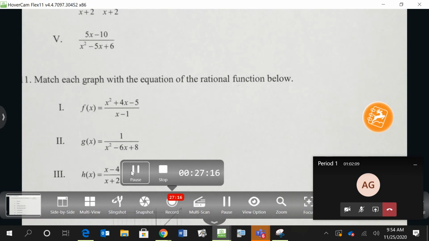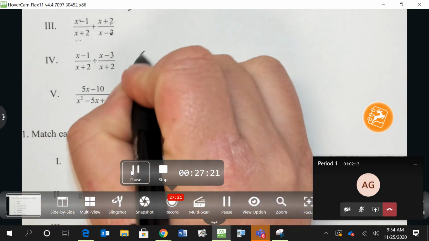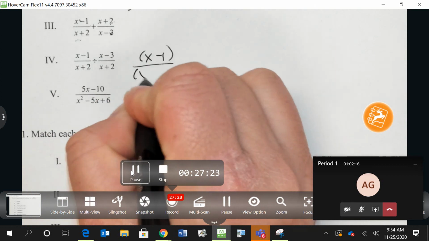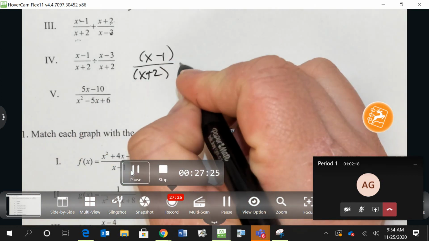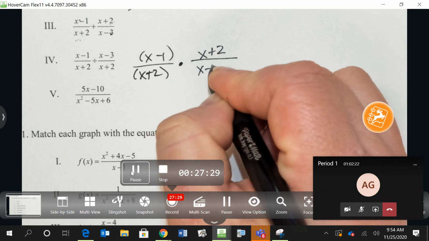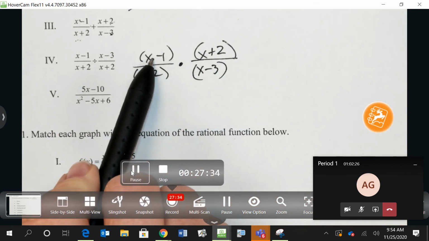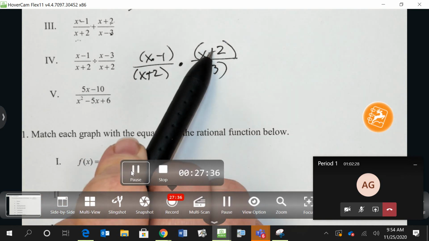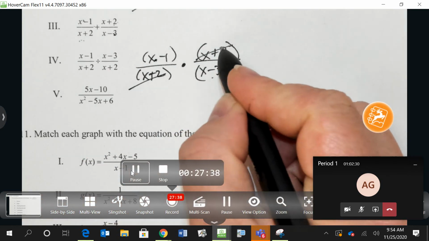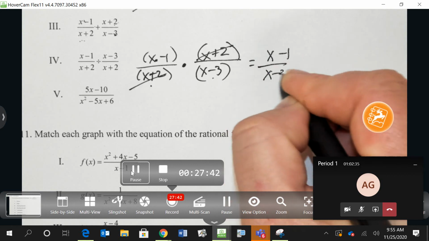Let's look at the fourth option. So it's division. Remember with division, we don't have to have a common denominator. We're going to turn division into multiplying, and the second fraction, we're going to flip it. We're going to take its reciprocal. So there's not an x minus 1 quantity in the bottom, but there is an x plus 2. These divide to equal 1, and I'm left with x minus 1 over x minus 3.